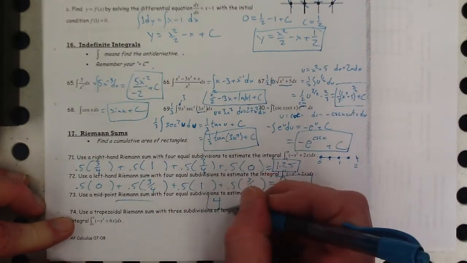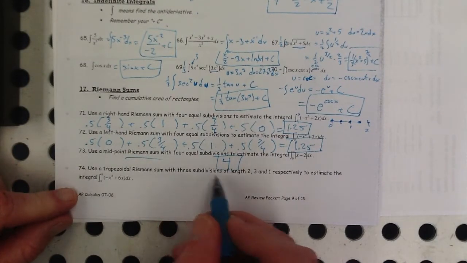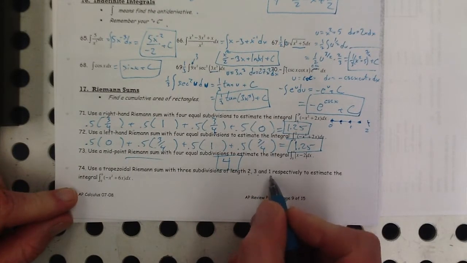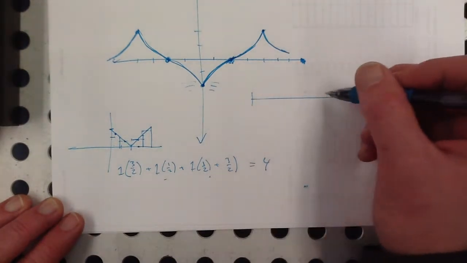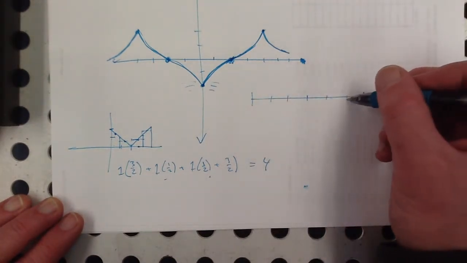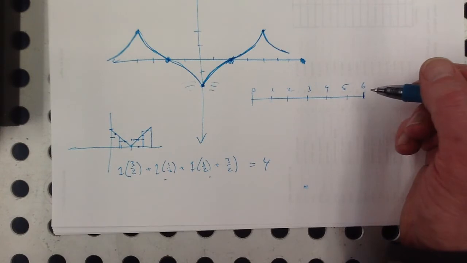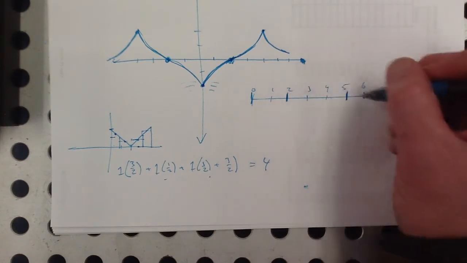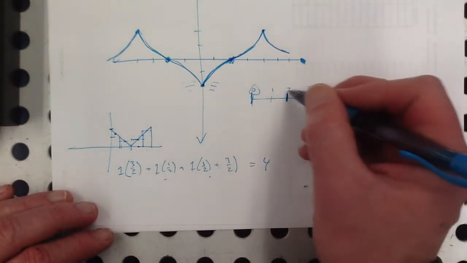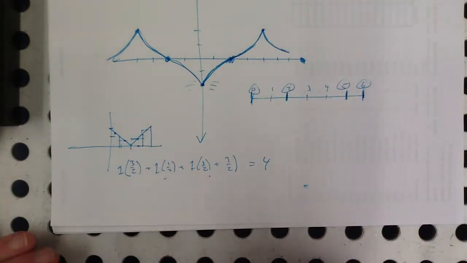Riemann sum means rectangles. So how about a trapezoidal sum with 3 subdivisions of lengths 2, 3, and 1 to estimate that? Okay, so if I have the interval from 0 to 6, and the widths of my rectangles are 2, 3, and 1, then the things I'm going to be plugging in are, like, the little edges of the trapezoids.